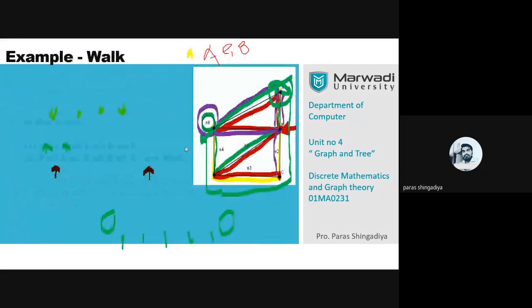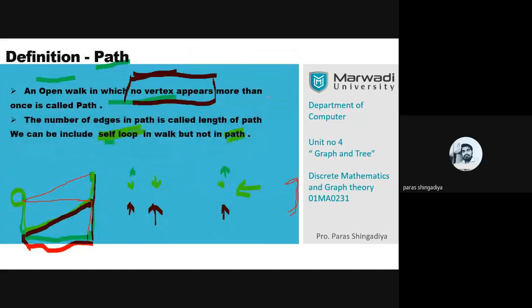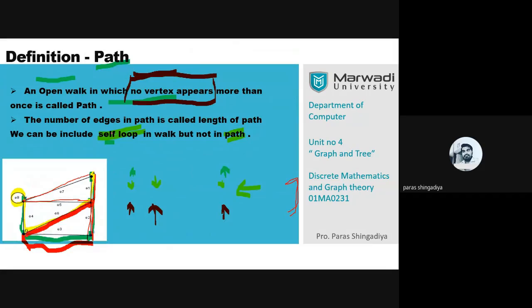Now use the definitions to create a path. That is an open walk in which no vertex appears more than once. It is called a path. And that is also very important. It is also asked as a 1 mark short question, otherwise a 1 mark MCQ. Clear? Can we include a self loop in a path? Otherwise it is asked in such a way that a self loop is included in a walk, but can we include it in a path? Questions will arise in such a way.